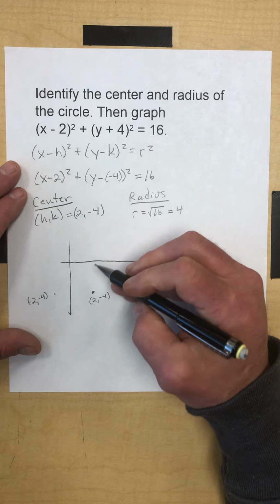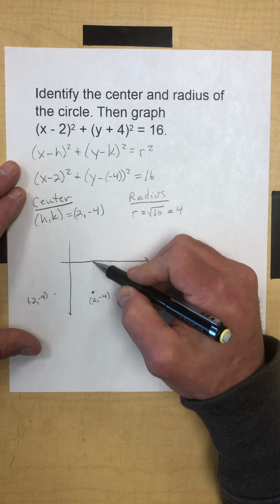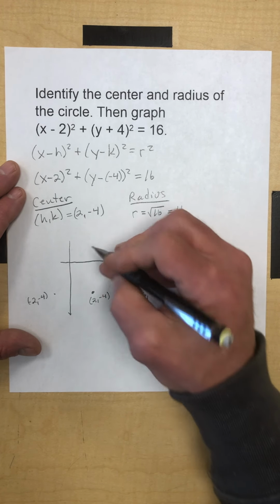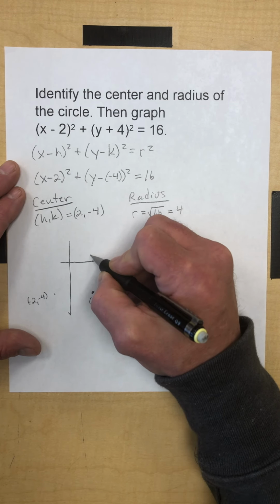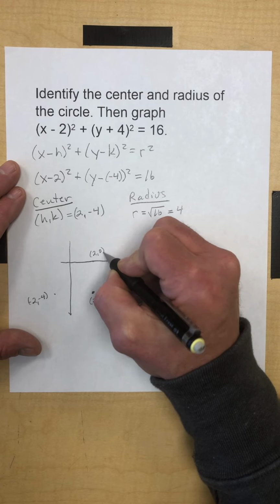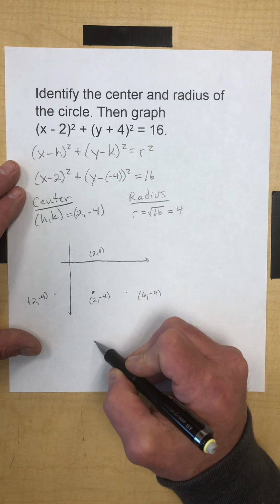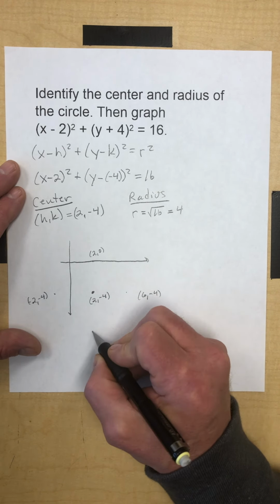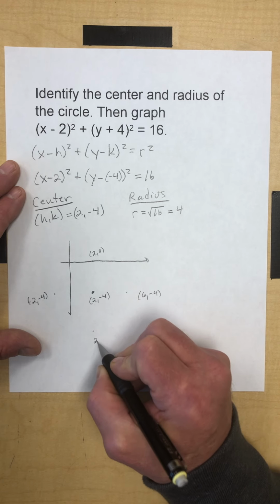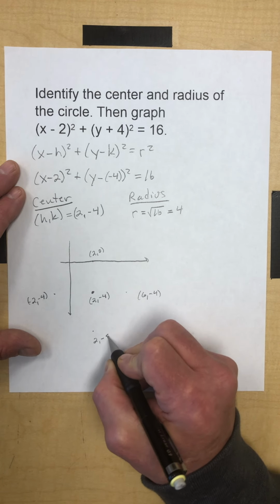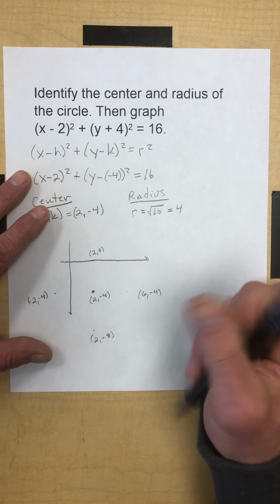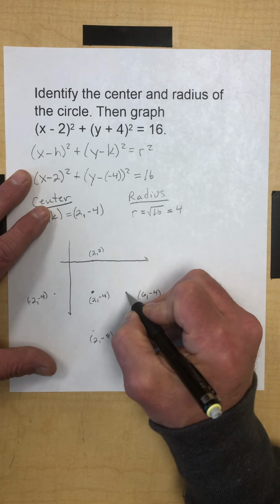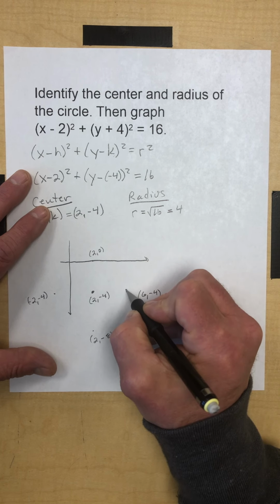Okay, let's see, I would have to go 4 up. So I'd go 4 up from -4. So that would be at 2, 0. So that guy would be about right there, 2, 0. And then if I go 4 down from -4, that would put me at 2 and -8. Okay, so let's see. I guarantee you my circle is going to be atrocious.